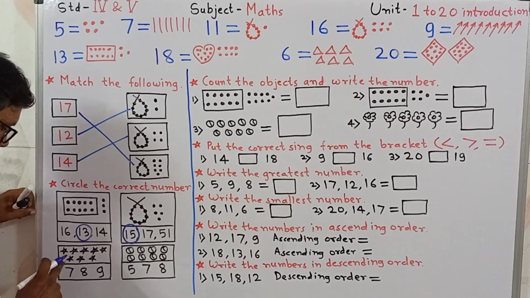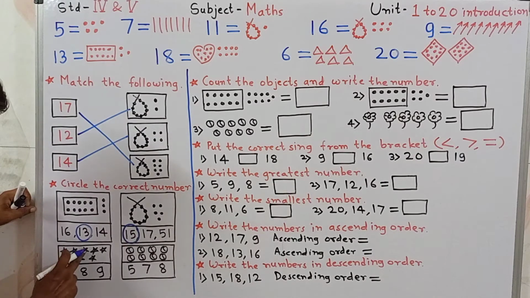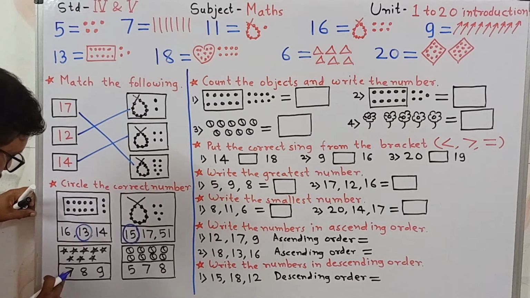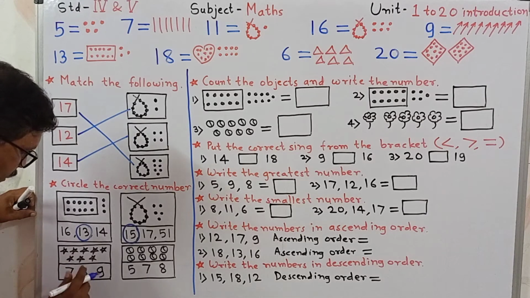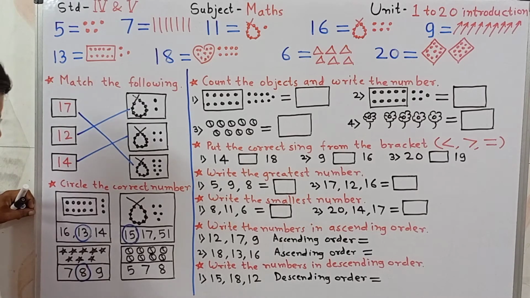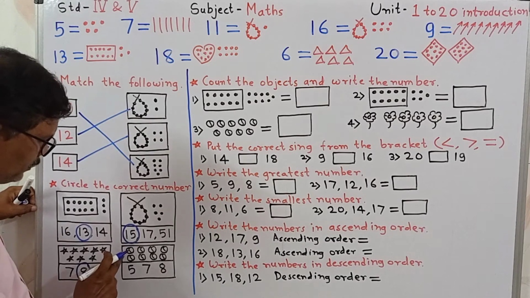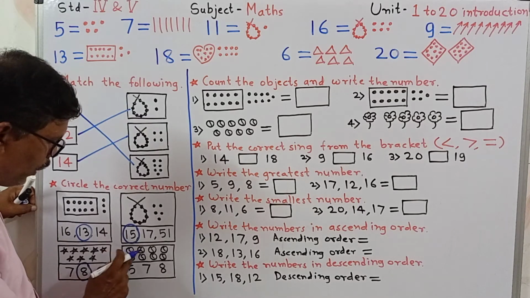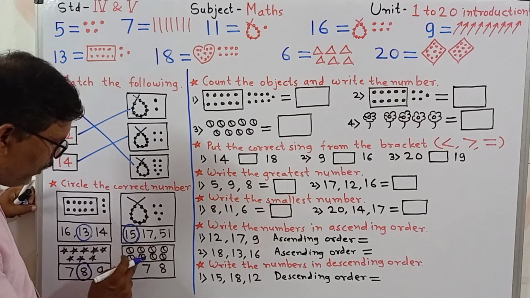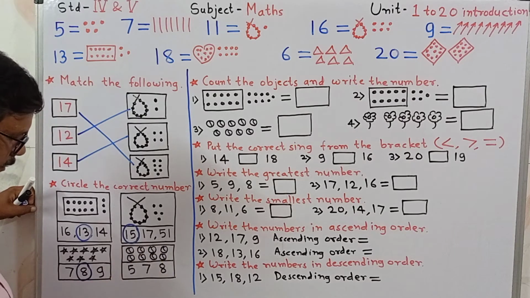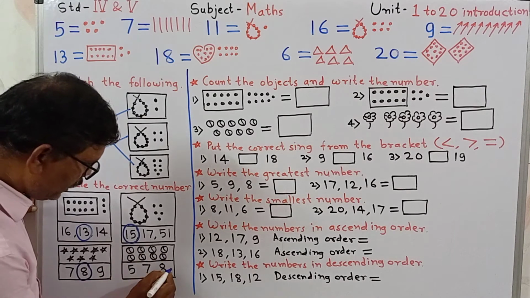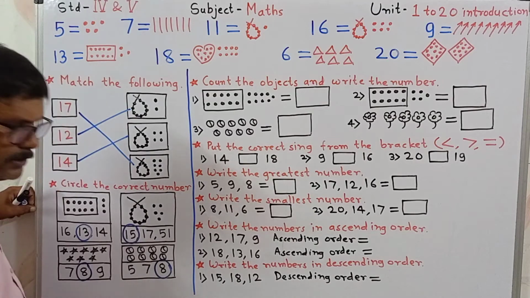Okay. Listen. 1, 2, 3, 4, 5, 6, 7, 8. There are 8 stars. So where is 8? 7, 8, 9. Here is 8. So circle the number 8. Okay. Listen. How many balls are there? 1, 2, 3, 4, 5, 6, 7, 8. There are 8 balls. So circle here 8.